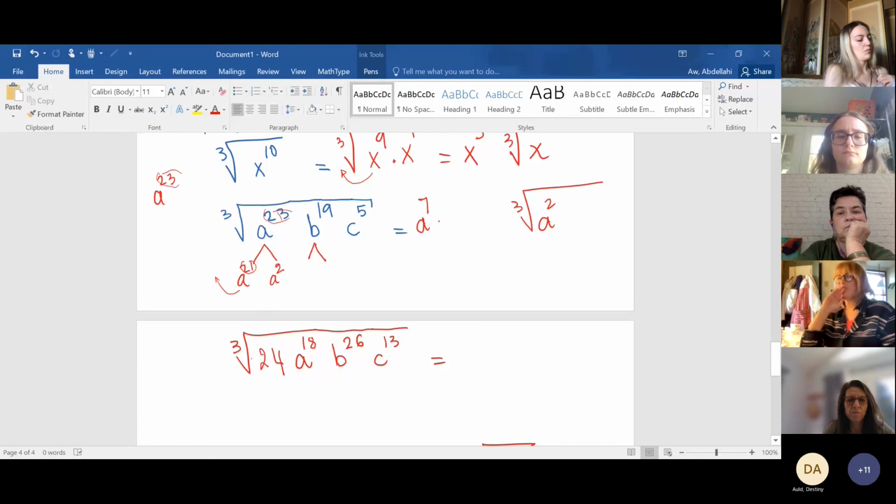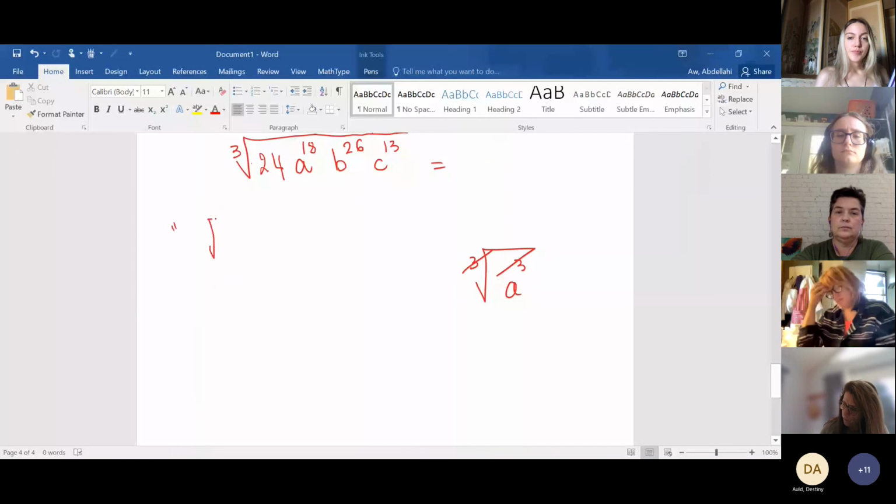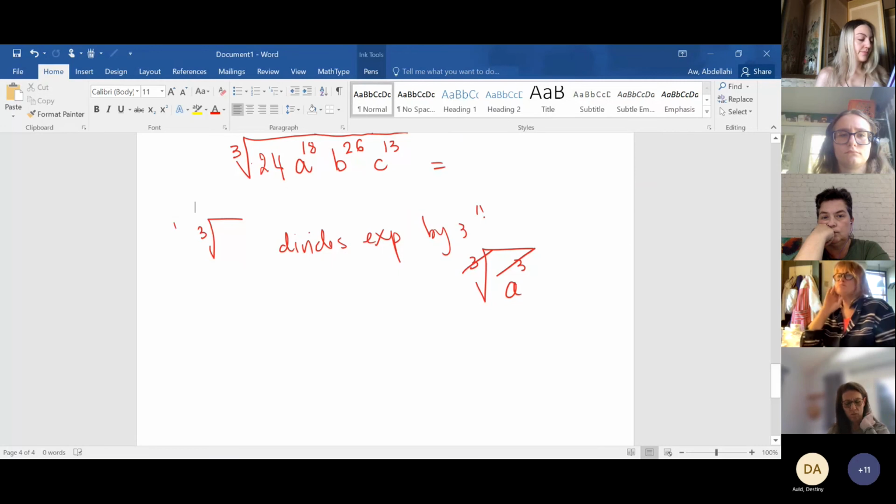And then where does the 7 come from, do you think? Well, 21 divided by 3 is 7. This is where the 7 comes from. 21 divided by 3 gives you A to the 7th, right? So this is the phrase we have to remember: cube root divides exponents by 3.